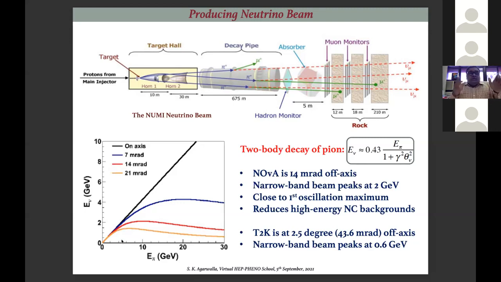So in these experiments they wanted to have the maximum amount of neutrinos close to the first oscillation maximum in oscillation probability, and they don't want the higher energy background because it will give you neutral current background in that detector. So to improve the signal over background ratio, they put their detector a little bit off axis. So you are not eating the whole cake, but you are eating a slice of that cake. This is the off axis technique. NOvA is 14 milliradian and T2K is 43.6 milliradian. And NOvA's energy peaks at 2 GeV, and T2K is 0.6 GeV.